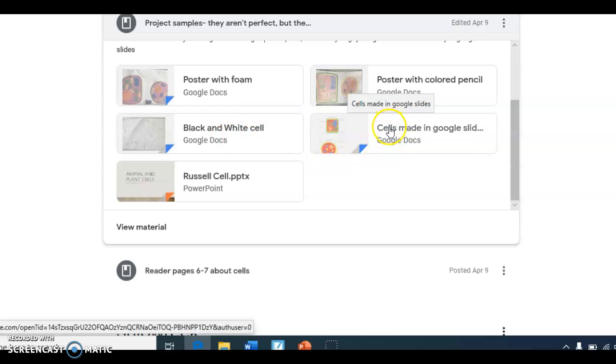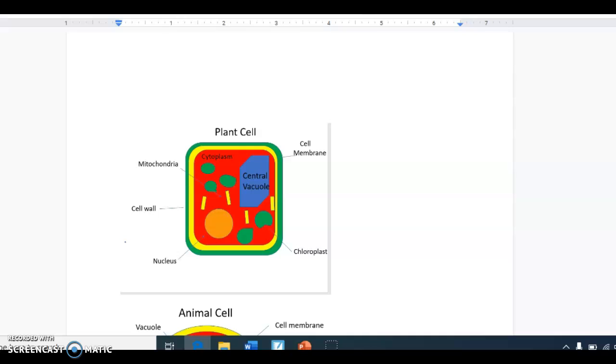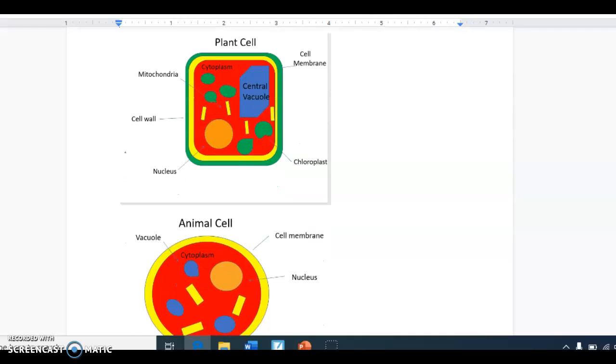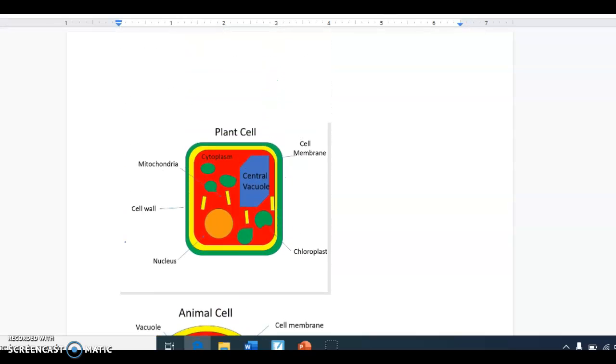This is Google Slides, or they made it in PowerPoint, but it's the equivalent, and I made a template for you that you can use. So here are examples of how they drew, using shapes and then just filled in with color and labeled. Here are their animal and plant cells that they made this way. So that's something you could do with a buddy.